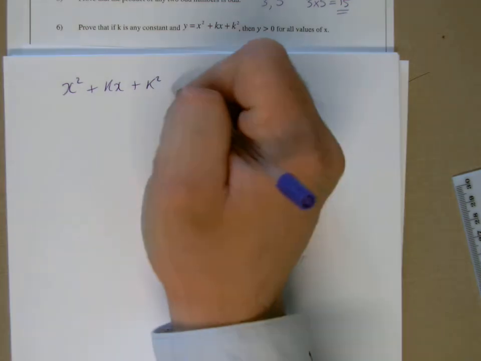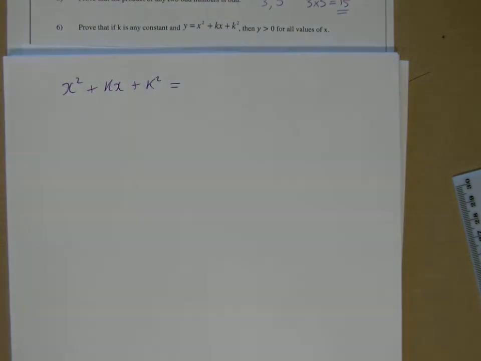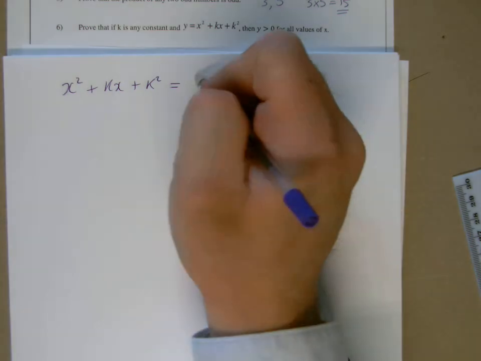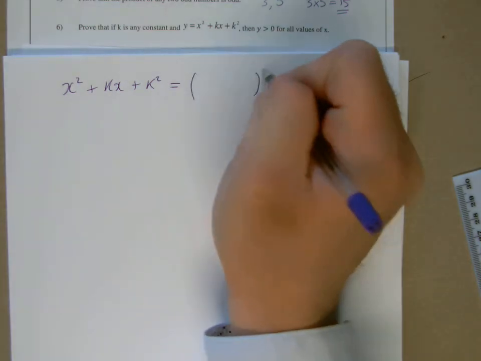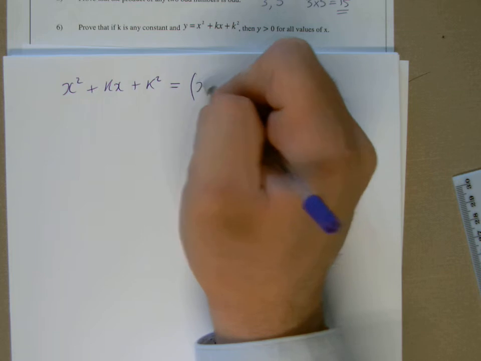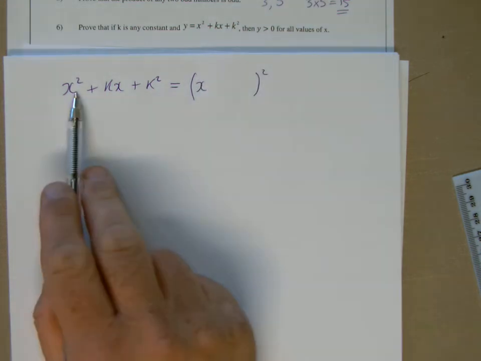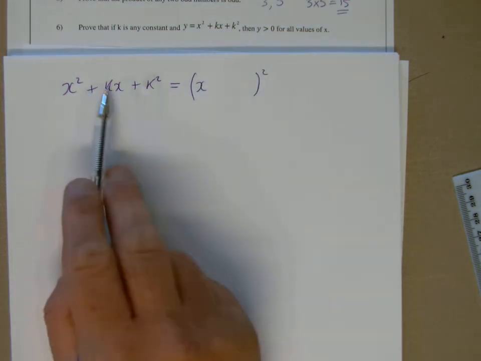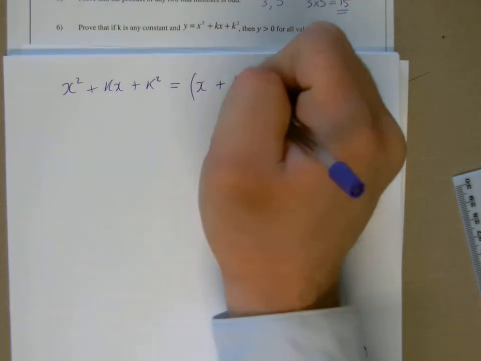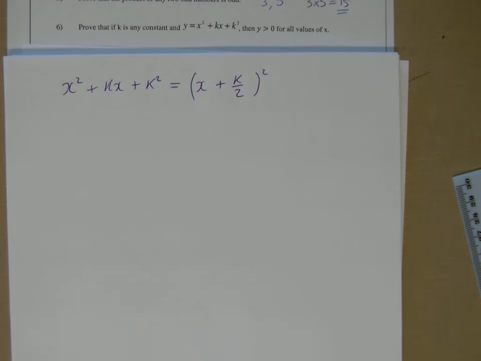And of course, to show that it's always positive, we can actually complete the square. That's what we're going to do. So when we complete the square, we'll have a bracket squared, and with that bracket, I'll put x in, obviously. Then if you remember, we halve this. So if I halve k, I'm going to write that as k over 2. That's what half of k is, isn't it? Half k or k over 2.